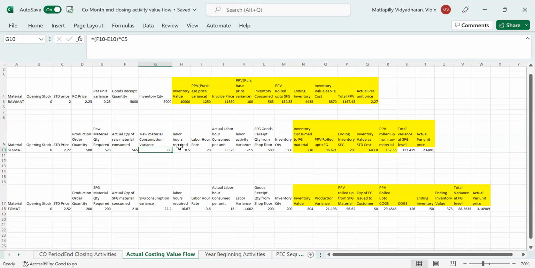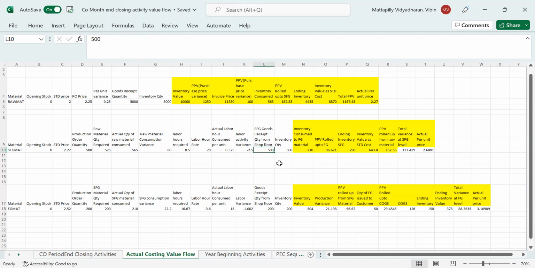Labor hours required: in the routing they have mentioned 0.5 hours to manufacture this product, and the labor hour rate is 20 rupees. But at the time of production, it actually consumed 0.375 hours to manufacture. So the labor activity variance is minus 2.5. How did we get the minus 2.5? 0.375 multiplied by 20 minus 0.5 into 20. That's how we get the labor activity variance of minus 2.5.